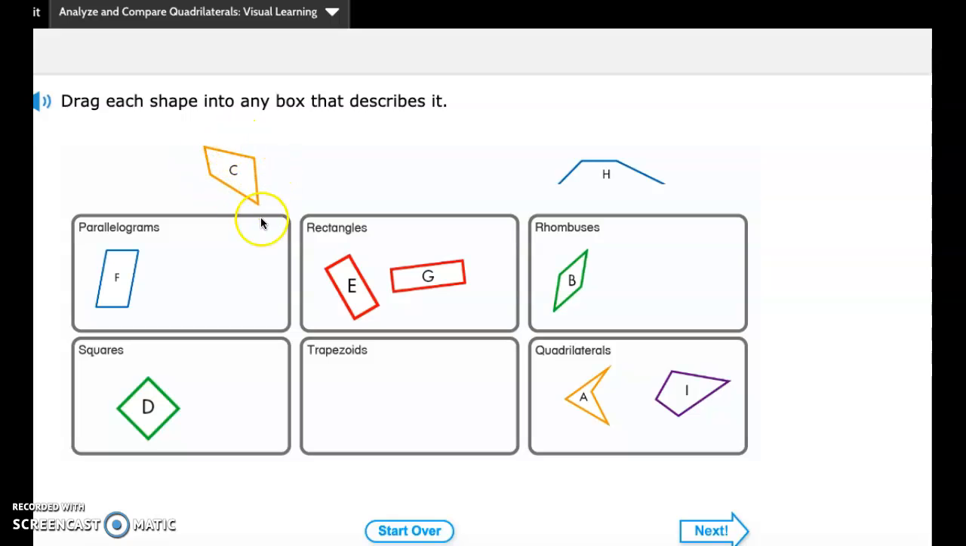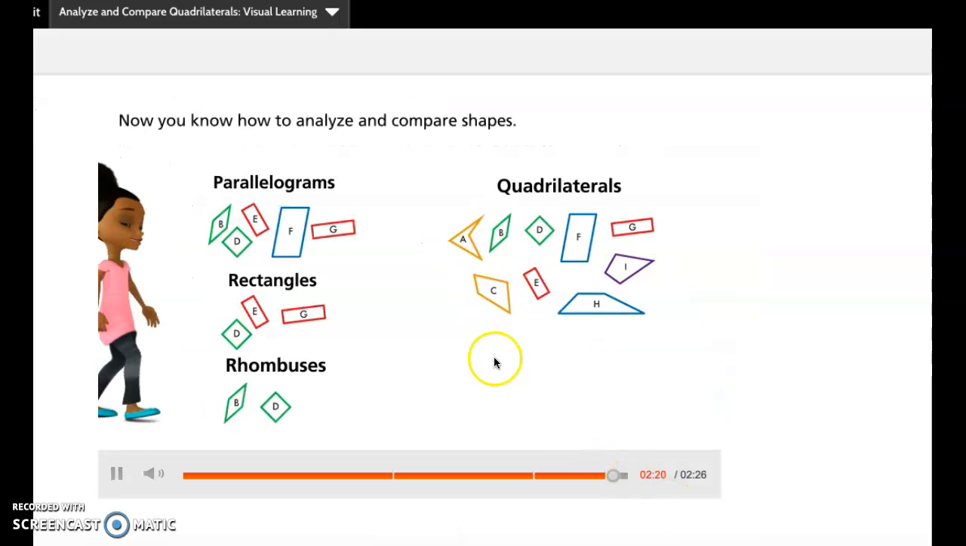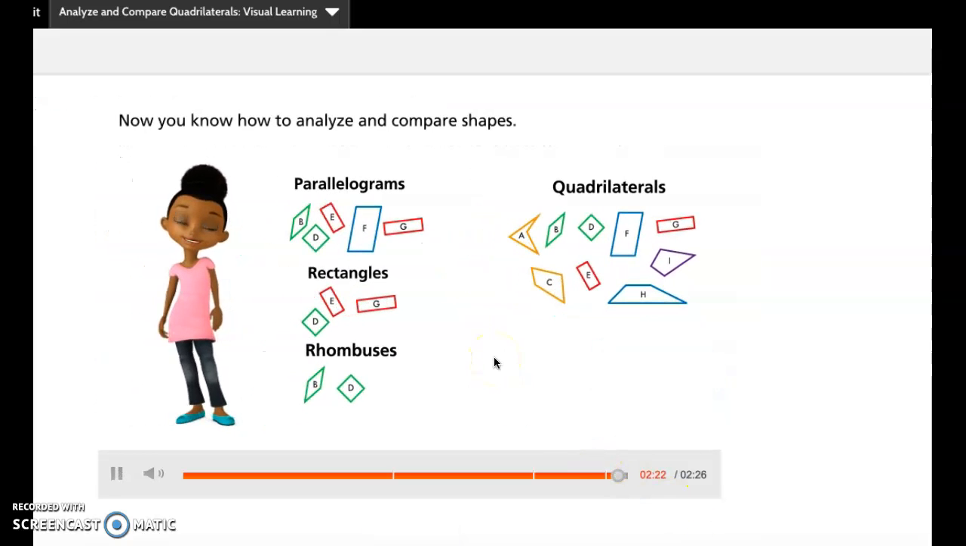It could not be a parallelogram, because if I kept going and going with this line and this line, they would eventually intersect or cross. A trapezoid, I don't know. I'm going to say C is a quadrilateral. Now you know how to analyze and compare shapes.